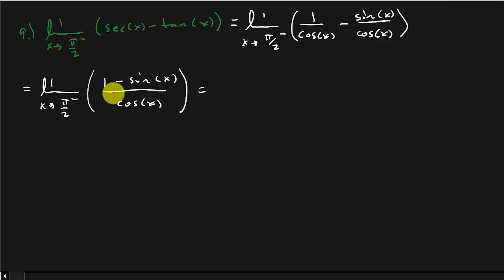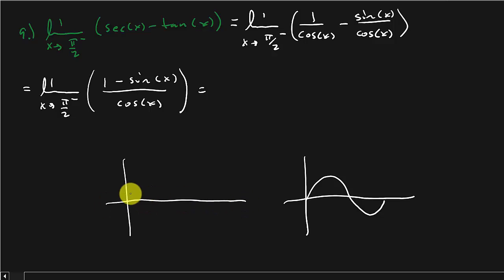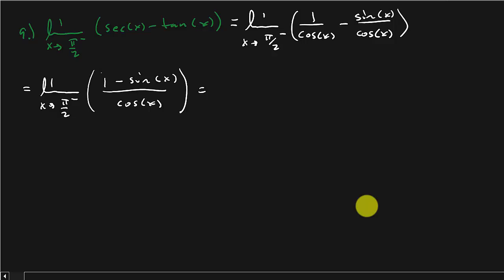The sine of pi over 2, what is that? That's 1, right? Remember, there's sine, there's cosine, there's pi over 2, there's pi over 2. So the sine of pi over 2 is 1, so that's 1 minus 1 is 0. Cosine of pi over 2 is 0. Look at that, I got 0 over 0. L'Hopital's rule. So here we go.